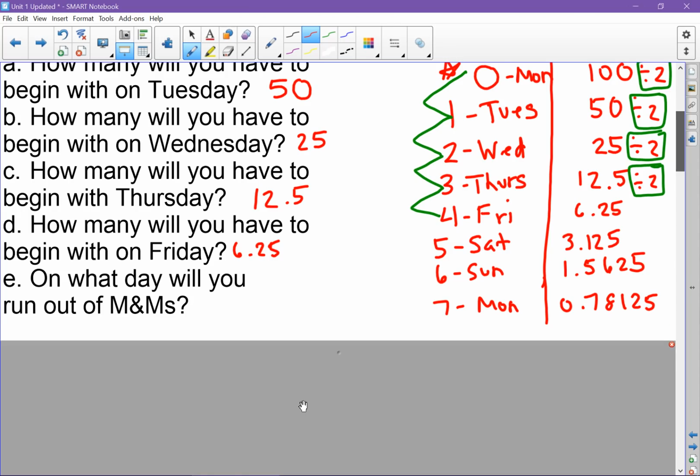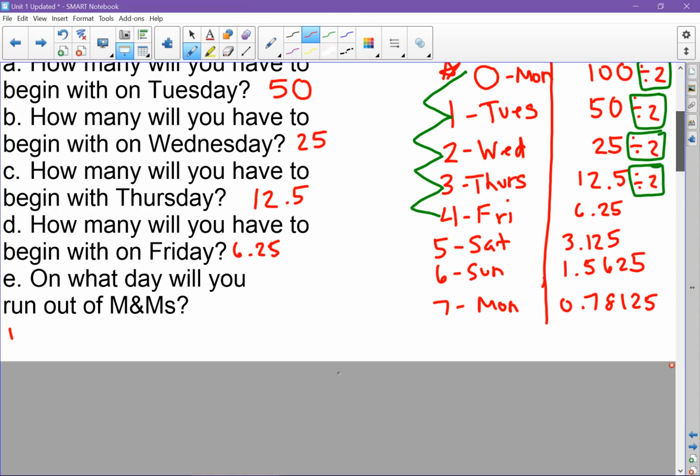So to answer this question, what it means, technically, you're never really going to run out of M&Ms. There's always going to be a really, really small piece. The problem is it's only an M&M, and you're just going to say, you know what, forget it, I'm going to eat that M&M. So you're never really going to run out. But on Monday, right here, you have less than 1 M&M.